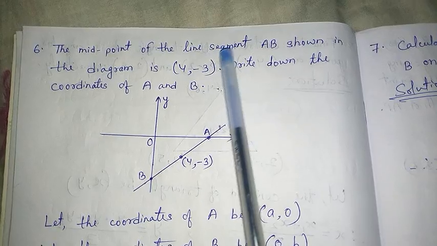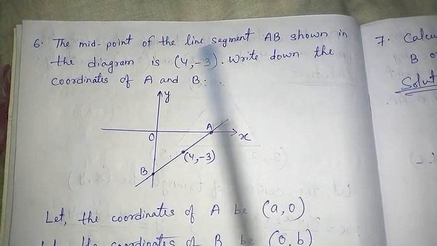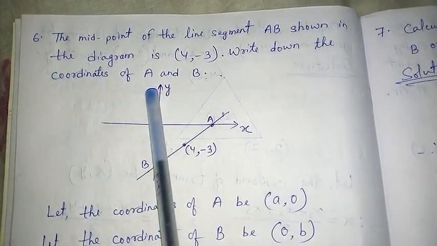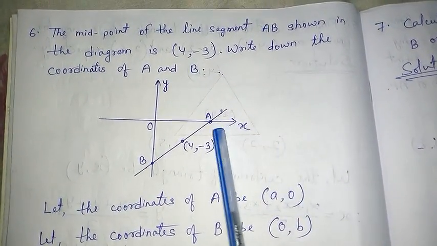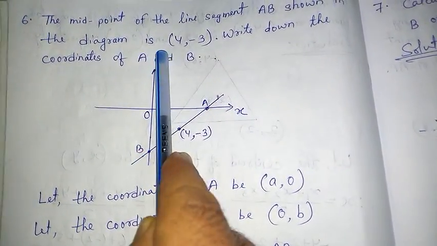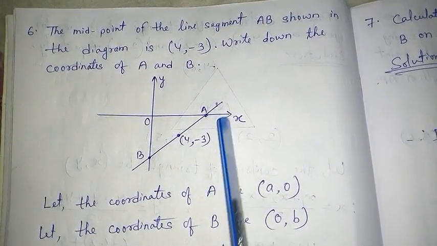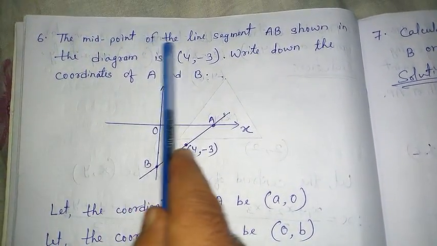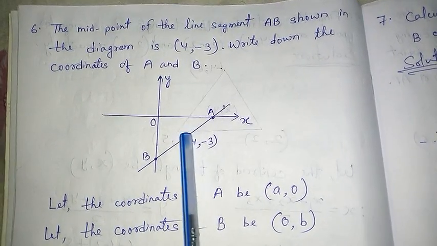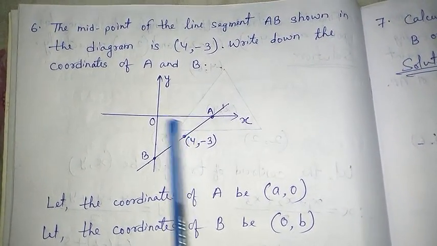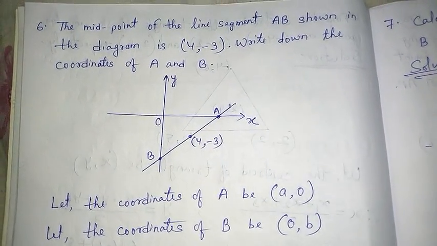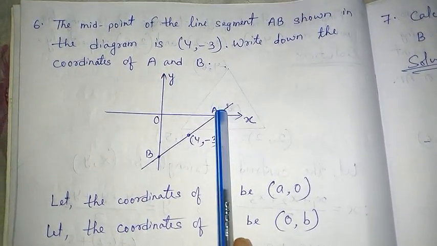The midpoint of the line segment AB in the diagram is 4 comma minus 3. Write down the coordinate of A and B. Now you see, point A has fallen on x axis, you can see x axis, and point B has fallen on y axis, and the midpoint of line segment AB in the diagram is 4 comma minus 3. Midpoint means exactly in the middle. So knowledge of x axis, y axis also is there, and you should have a knowledge of midpoint formula. Now they are asking you find the coordinate of A and B.